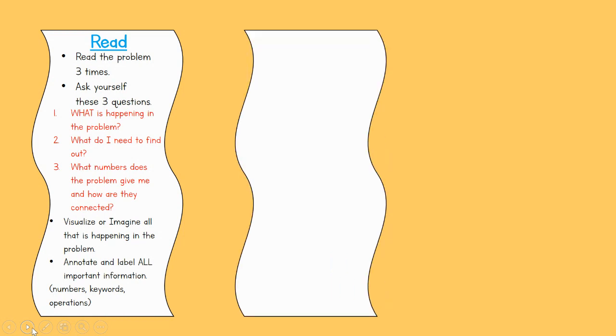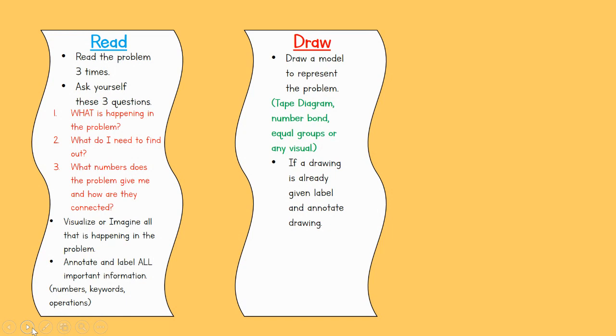After we read, we have to draw. We draw a model to represent the problem. When we draw our models, we can use tape diagrams, number bonds, equal groups, or any type of visual that shows we understand the problem. If a drawing is already given, label and annotate that drawing. If you don't like the drawing, you can always cross it out and create your own.